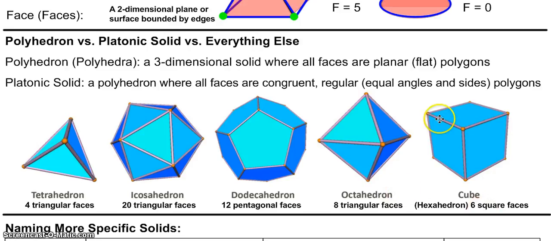Notice again how in all of these platonic solids right here, all of the faces are exactly the same as all the other faces. They're all congruent. And all the side lengths and the angles of those faces are also congruent.